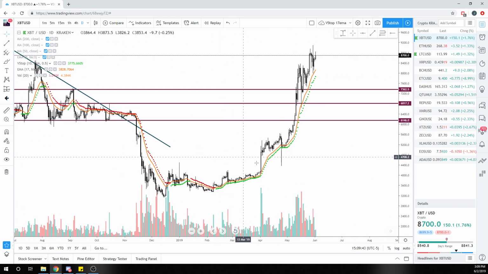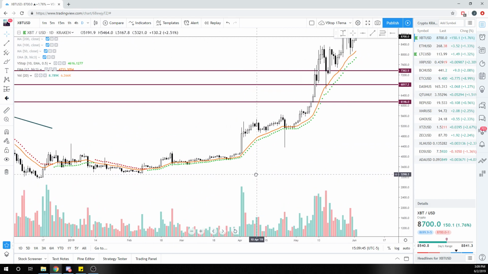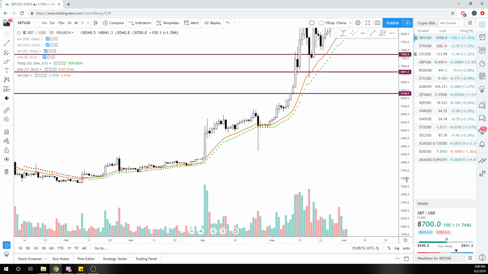So now we come and look at the uptrend part of it here. V stop is turning green here. We're trading above the 17 EMA. We're trading above V stop. And as you can see, it holds every single time. Comes down to the V stop, finds support. If it doesn't find support on the 17 EMA, it'll find support on the V stop.